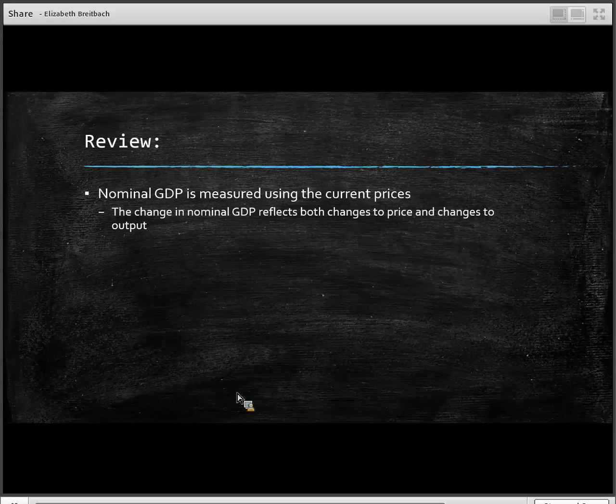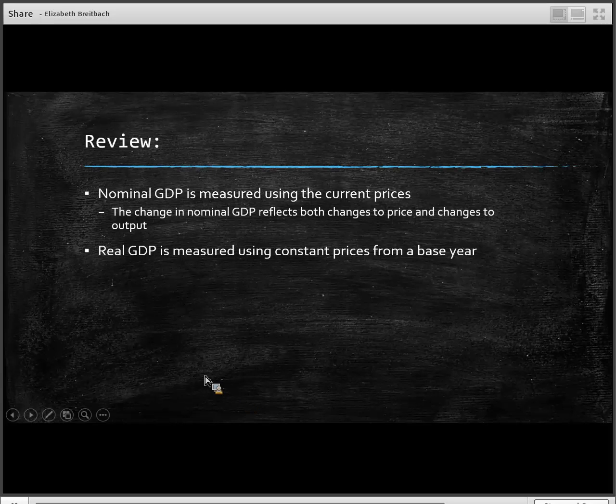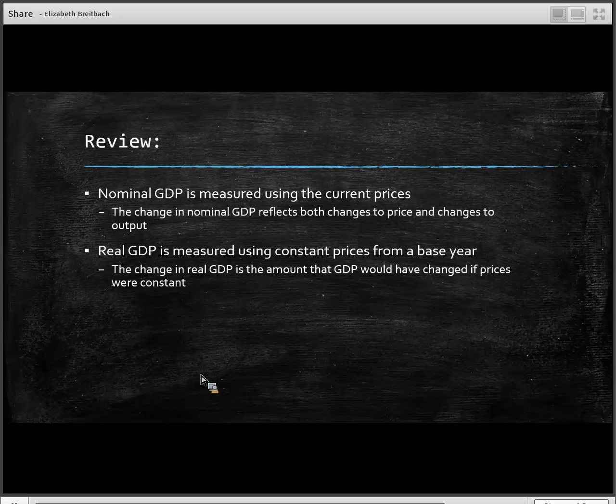All right, so nominal GDP is using the current prices for the given year. So the change in nominal GDP reflects both changes to prices and changes to output. Real GDP is measured using constant prices for the base year. So the base year will always be given to you. That's a must. If you have to calculate real GDP, you must know the base year. And so prices are going to be constant, only using that base year. And so the changes in real GDP are only going to include changes to output.